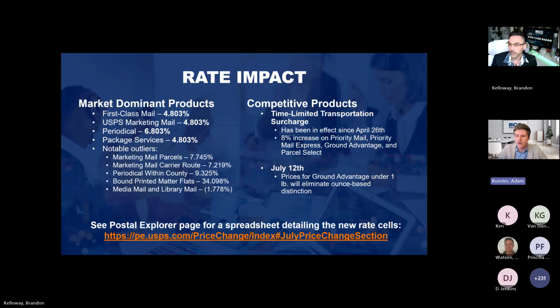They're no longer broken out by a 4-ounce piece and an 8-ounce piece, for example. Those will pay the same price under a pound. I do have that link at the bottom of the slide if you want to go check out the individual rate cells for any of these products. If you know you've been in that cell before, you can get a better, more granular sense along the way as well. But make sure you're paying attention to your own mailings because these are just the average across the class.